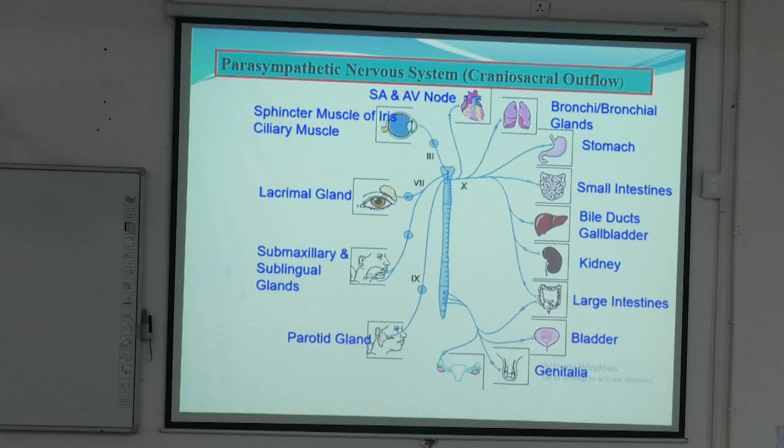It innervates the heart, within the heart the SA and AV node. Within the eye, the sphincter muscles of the iris and ciliary muscles, already we have seen. In the lacrimal gland, already we have seen there is lacrimation when the parasympathetic stimulation is there. Submaxillary and sublingual glands, so there is secretion from different salivary glands when there is parasympathetic stimulation. Similar to parotid glands, bronchi, stomach. In all these cases, when the parasympathetic stimulation occurs, there will be more secretion. Small intestine, bile duct, gallbladder, kidney, large intestine, bladder, and genitalia. So in a nutshell, the parasympathetic innervation is present in all these organs.